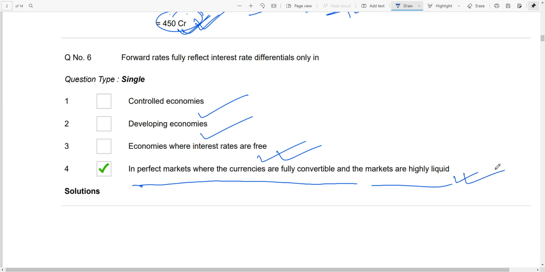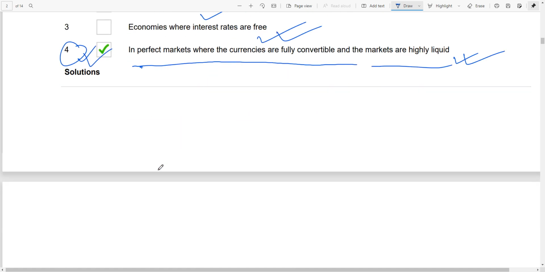Forward rates fully reflect interest rate differentials only in perfect markets where the currencies are fully convertible and markets are highly liquid. So the correct answer is 4.